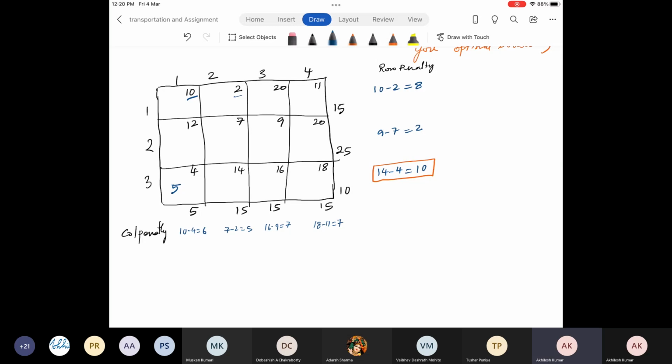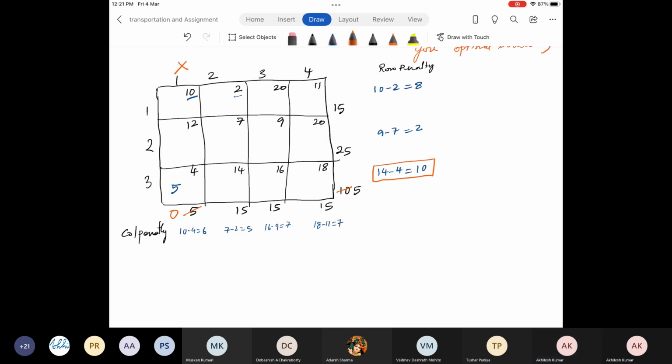Let's allocate as much as possible. Since demand is only 5, I cannot allocate more than that. So I will put 0 here and 5 is still left here. I will cross this column because demand for this column has been satisfied. Now I will not take into account this column for column penalty. Now let's go to the next one.